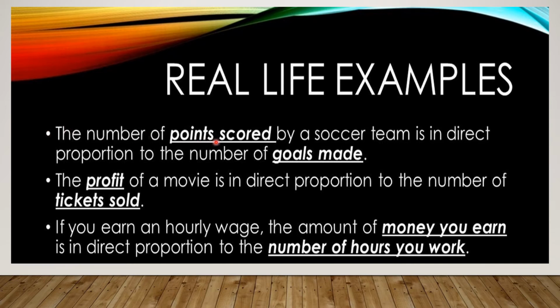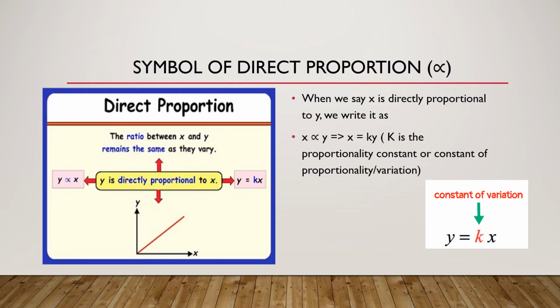The profit of a movie is in direct proportion to the number of tickets sold. जितने ज़्यादा tickets sold होंगे मूवी के उतना ही profit ज़्यादा होगा, और relationship direct relation बन जाएगा. If you earn an hourly wage, what does it mean कि आपको जो pay है वो hours के हिसाब से मिलनी है. The amount of money you earn is in direct proportion to the number of hours you work. जितने ज्यादा घंटे आप काम करोगे उतने ही ज्यादा आपको मनी मिलेगी.